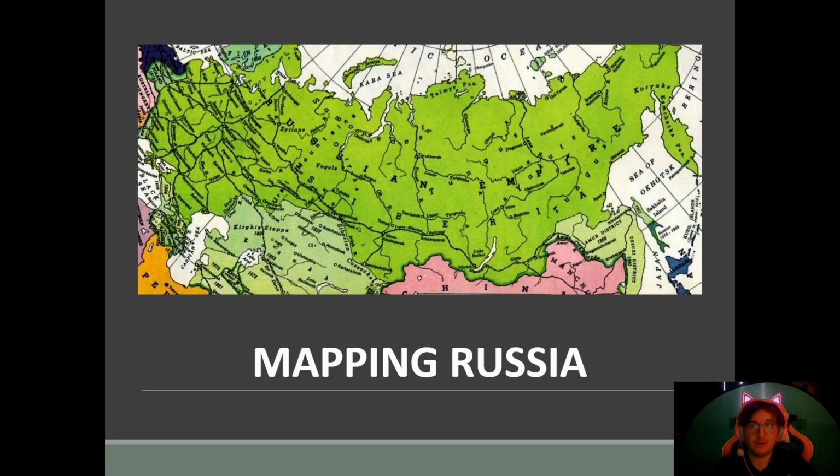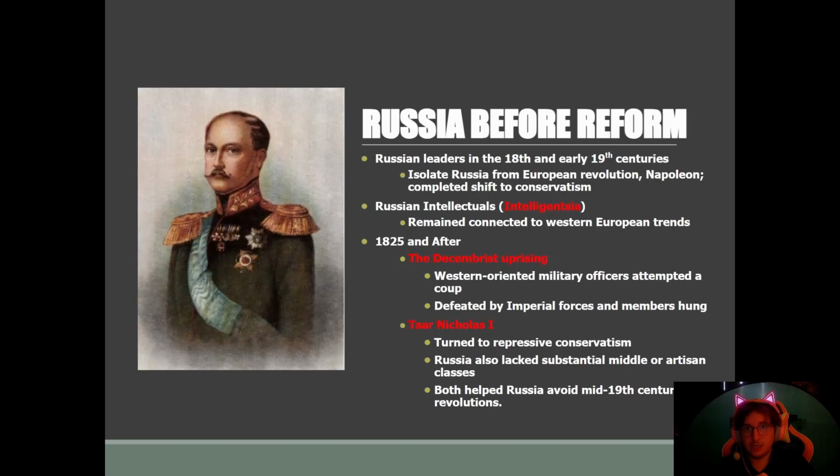So we'll start with mapping out Russia. Remember, Russia's kind of manifest destiny was the spread east to the Pacific Ocean, and we're going to talk about why that becomes kind of an issue and where it goes from there. So let's talk about Russia before the big reforms.